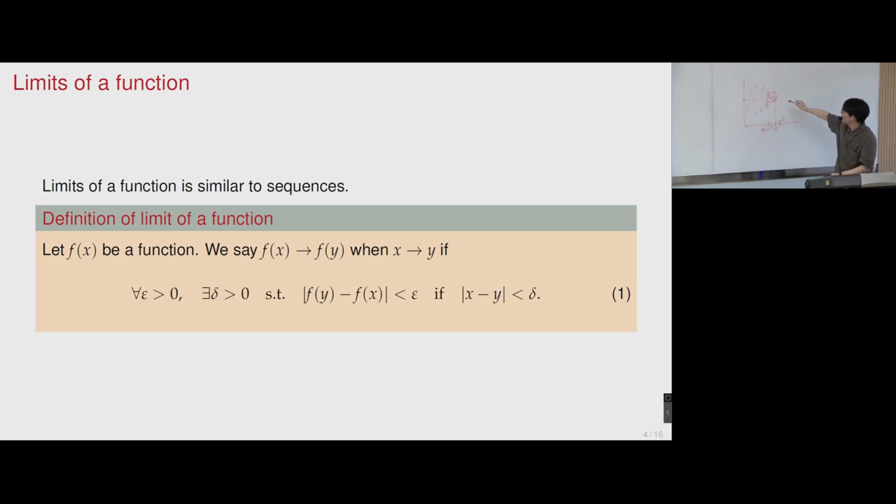So for every epsilon interval, we can choose some delta interval such that if the x values are all inside this delta, the values of the function are all going to be inside the epsilon interval. So that's how we define the limit of a function.